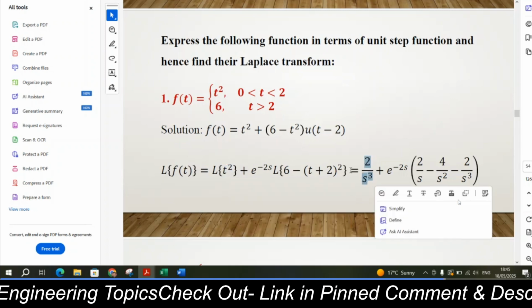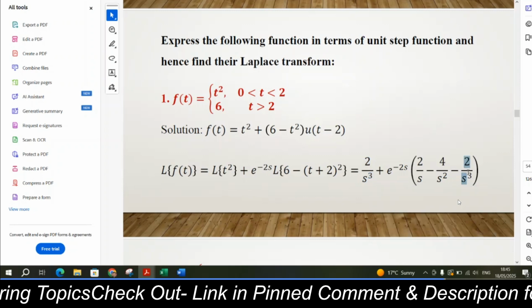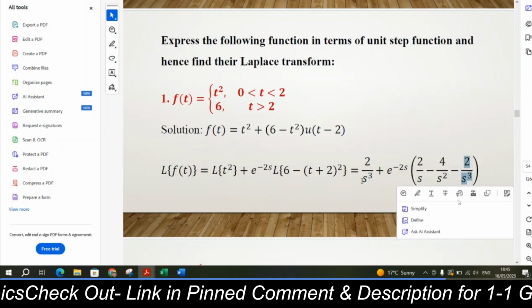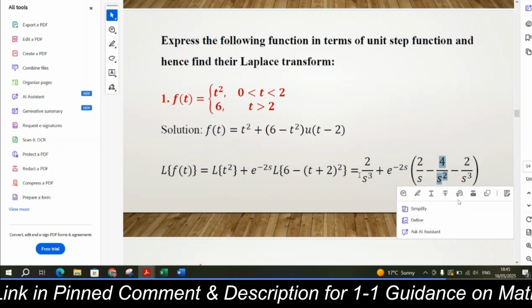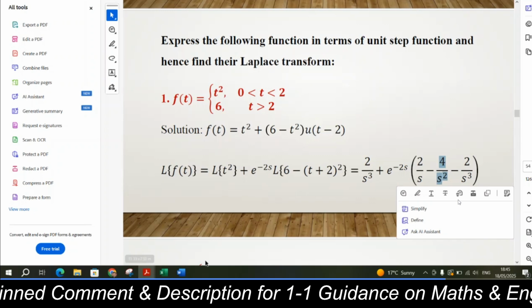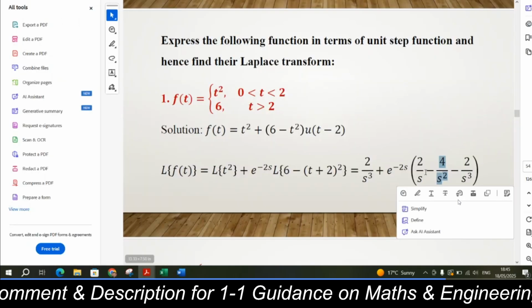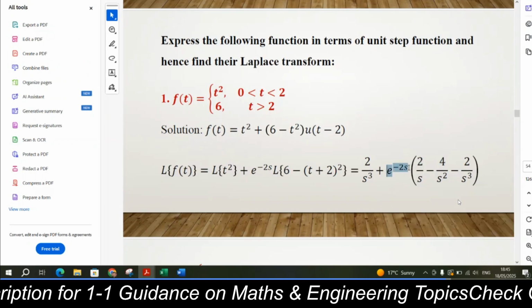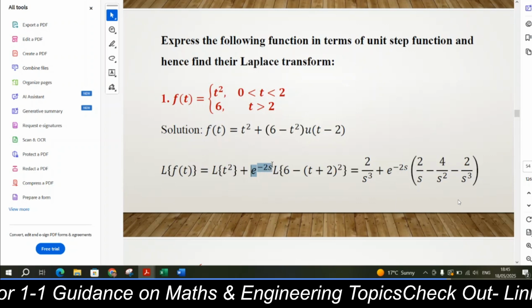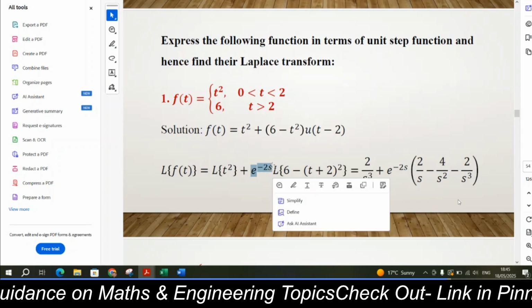This is Laplace transform of t raised to n. Do you remember Laplace transform of t raised to n? It's n factorial upon s to the power n plus 1. That's correct. So t raised to 2, 2 factorial upon s cube. So you get 2 by s cube. Then you had minus t square, so minus t square becomes minus 2 upon s cube. You had minus 4t, that is minus 4 into 1 factorial upon s square.